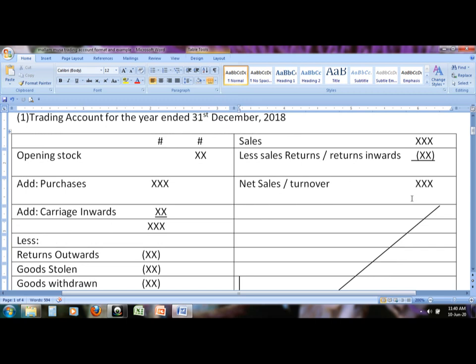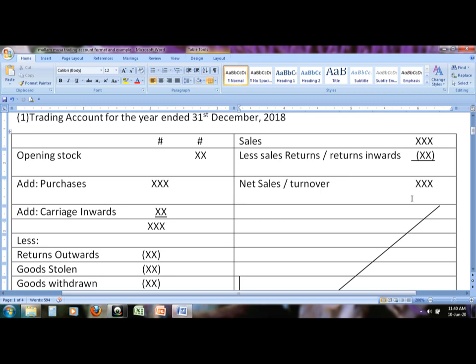To show you the format, at the right hand side of the T format, the items you are expected to see are sales returns, if any, and then net sales or sales turnover. The reason we have net sales is the removal of return inward, or sales return, from actual sales. At the left hand side, you have opening stock, to which you add purchases.